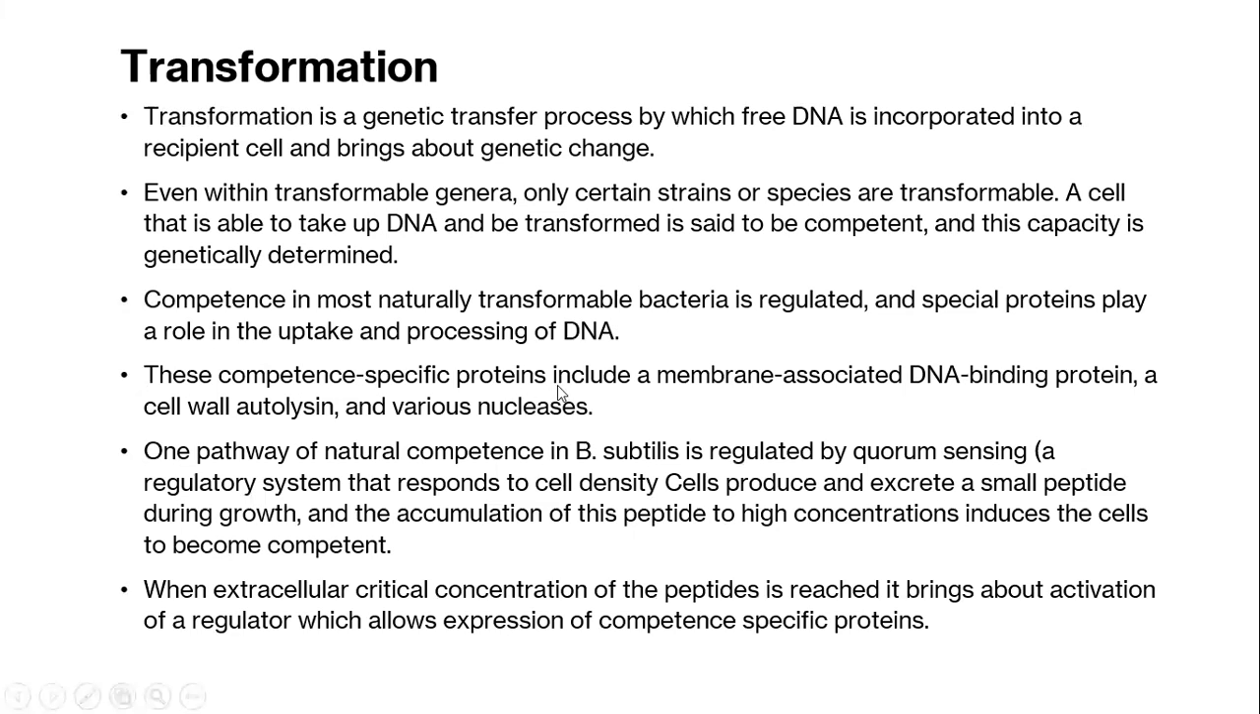Several competence-specific proteins include membrane-associated DNA binding protein, a cell wall autolysin, and various nucleases. Quorum sensing is an important pathway that regulates natural competence process in which a regulatory system responds to cell density. So here cells produce and excrete small amount of peptides during the growth. And when these peptides accumulate to high enough concentration, all the cells in the population are induced and they all become competent.